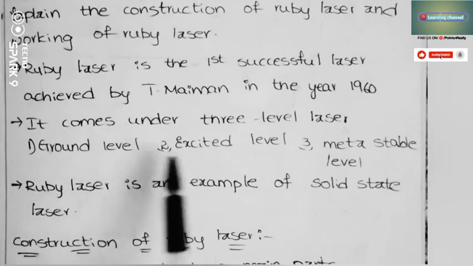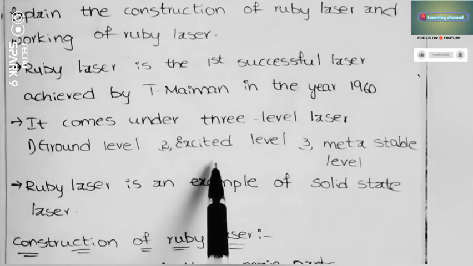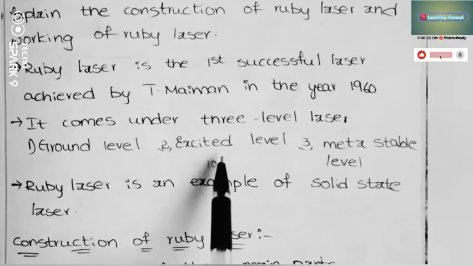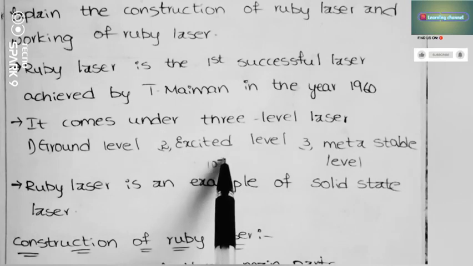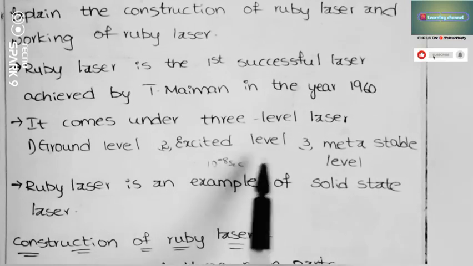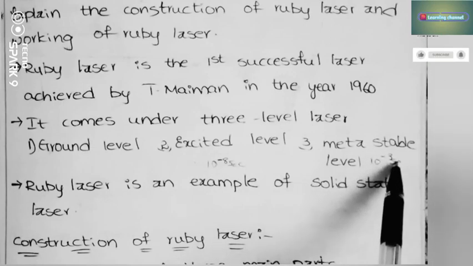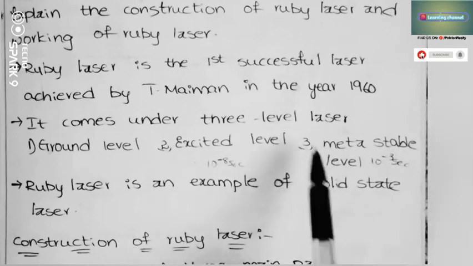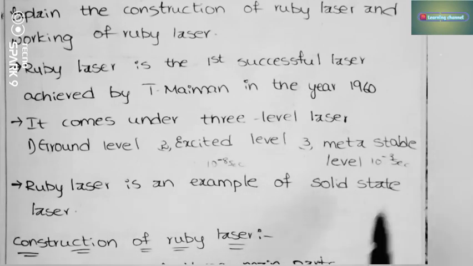We know the ground level. Excited level means it acquires some energy and goes to the excited level, and here it can have a lifetime up to 10 to the power of minus 8 seconds. Here, at the metastable level, it will have a lifetime of about 10 to the power of minus 3 seconds, so it has more lifetime than the excited level. So these are the three levels, and it is an example of a solid state laser.